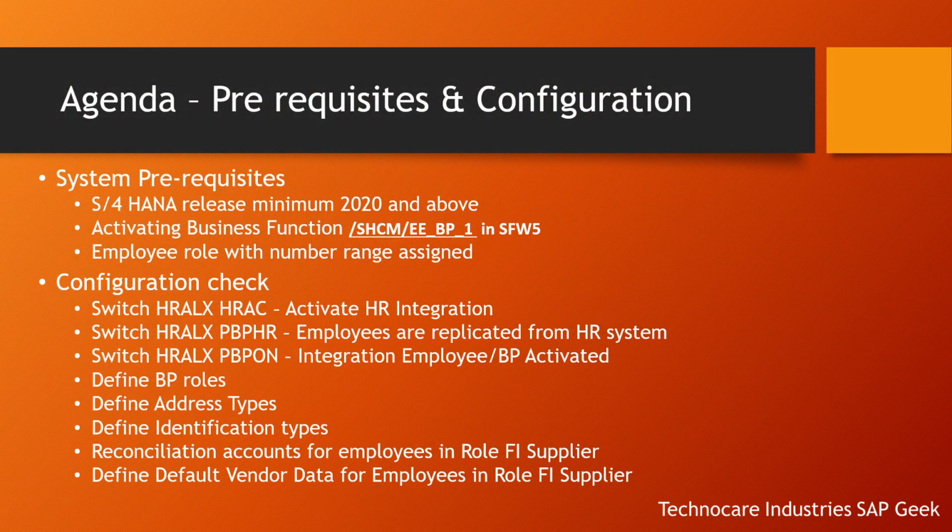In today's video we are going to cover the system prerequisites, configuration checks and master data requirements, which are absolutely important for generating business partners automatically in the background for HR employees. So the very first prerequisite is that the S4HANA release should be at minimum 2020 level. Then we have to activate business function SHCM EEBP1 in SFW5, and we have to get the employee role created in MM for business partner settings and assign a particular number range to the system.